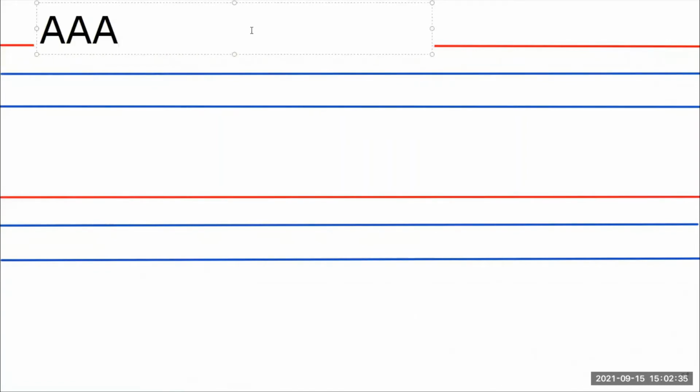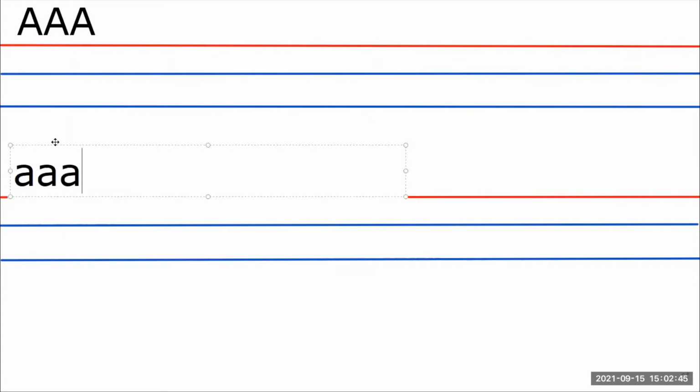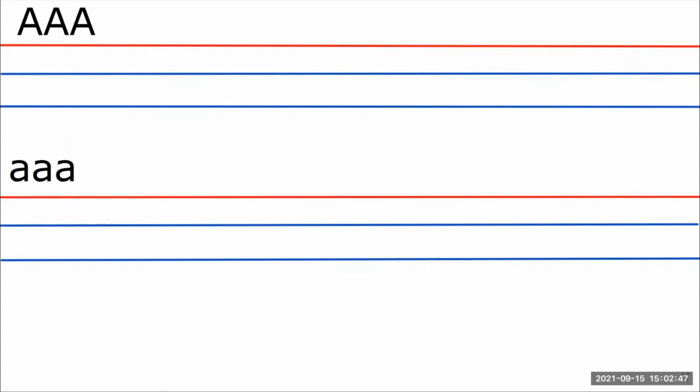This is the capital A. We will learn how to write the capital A. And down below, we will try to write the small a, like this, okay? How do we write them in our notebook?